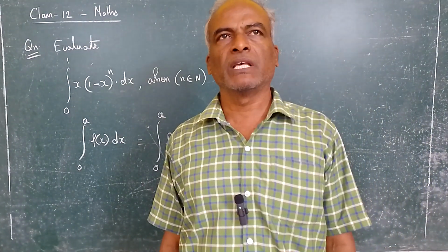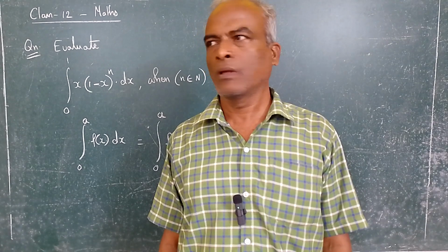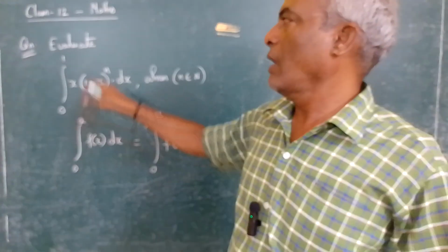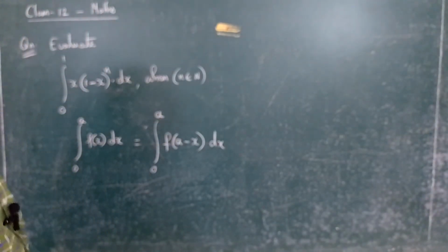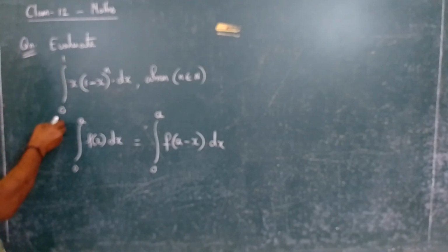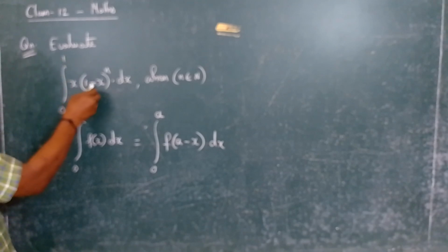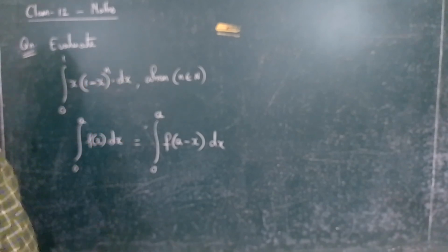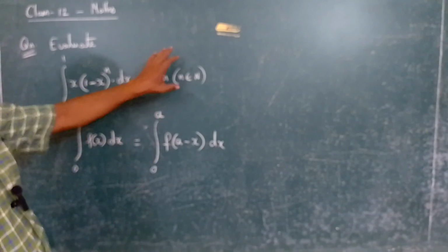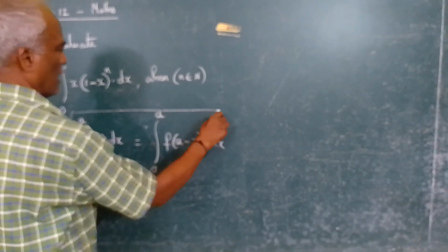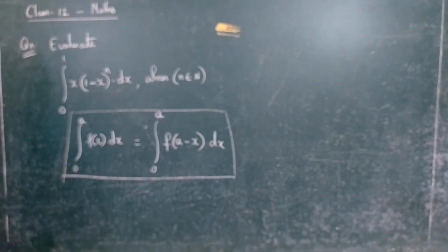Today we are going to see a class 12 maths question. Evaluate the definite integral, upper limit is 1, lower limit is 0, x into (1 minus x) whole power n into dx, when n belongs to natural numbers. So this is the question. We have to find the answer. We have to evaluate that integral.